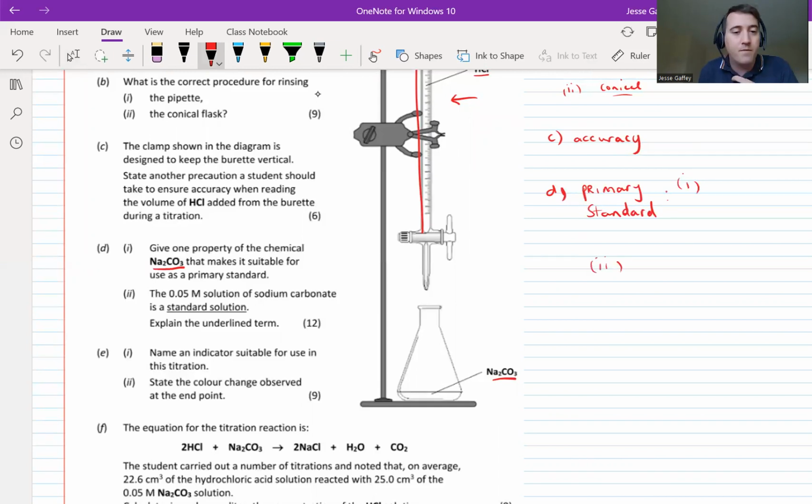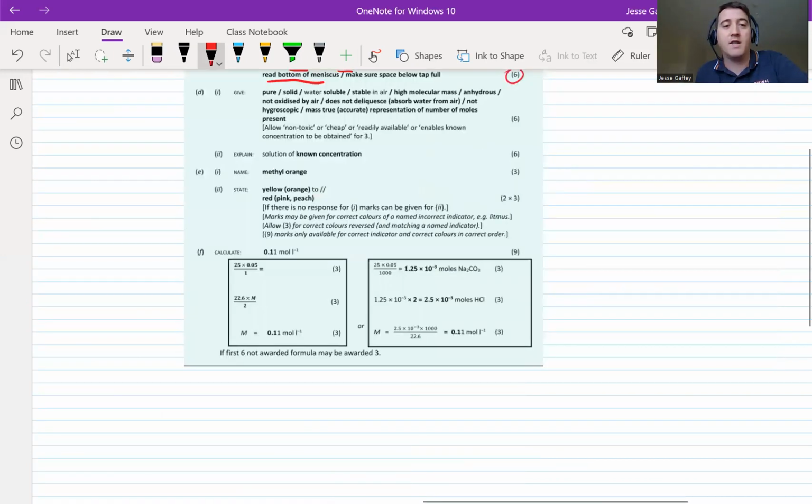D part 2, it says the 0.05 molar solution of sodium carbonate is a standard solution. Explain this term. What does standard solution mean? So we've made up the solution and it's now a standard solution. What exactly does this mean? What is the definition of a standard solution? Pause the video, write down your answer. All right, let's check the part D.